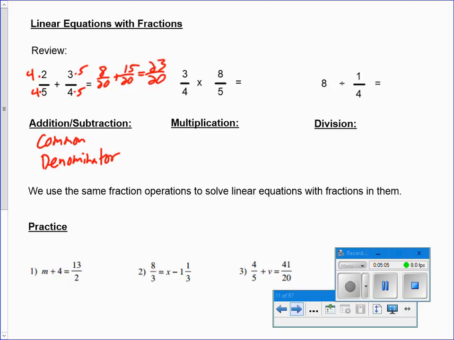Multiplication, we just multiply straight across. Remember, we can also use cross cancellation. We can use that to simplify before we multiply. In this example, I see that 8 over 4 is the same thing as 2 over 1, so I can simplify before I multiply.